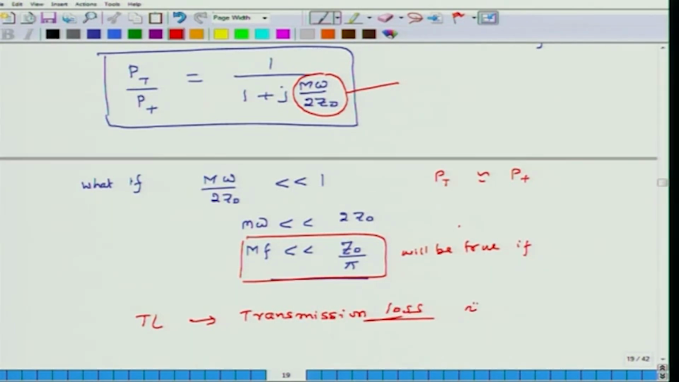And we can calculate it in decibels. And how do you do that? If you take the magnitude of this thing and square it, that will be the ratio of energy which is getting transmitted. Whatever is the ratio of energies which is not being transmitted, that is your TL. That is your TL. And then you can calculate it in decibels. So that is your transmission loss.